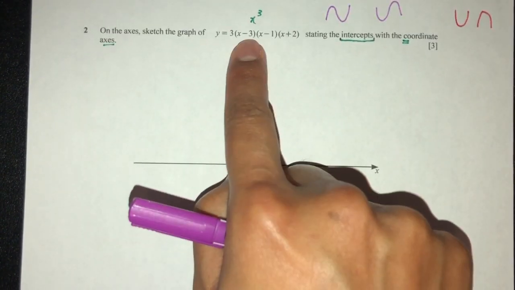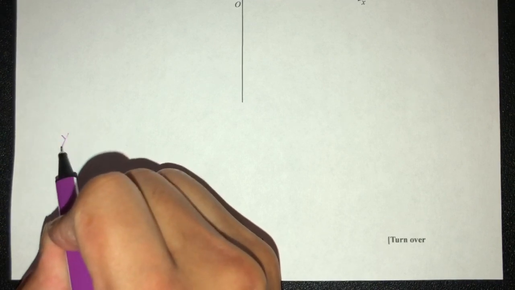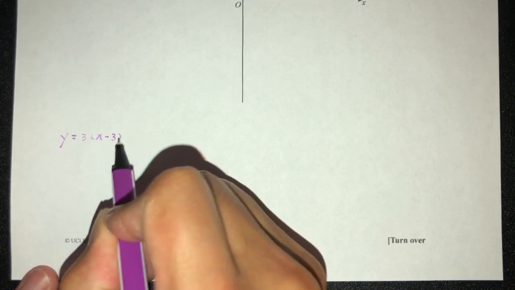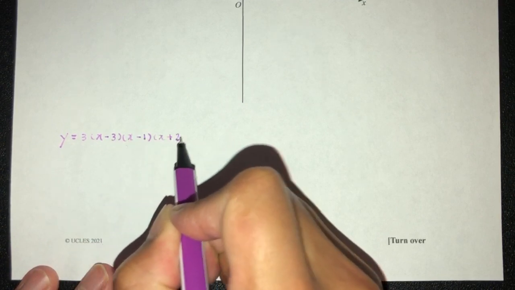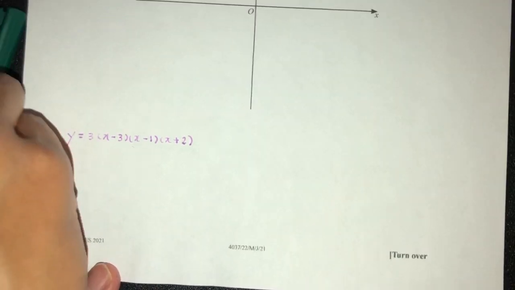So here we have this equation. Let me write this below here. So we have y equal to 3(x minus 3)(x minus 1)(x plus 2). Right. Now let's see where it cuts my y-axis.